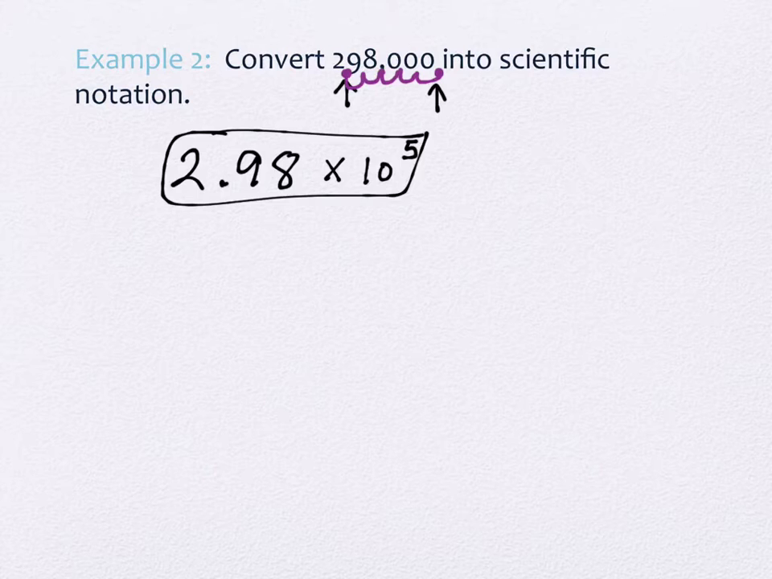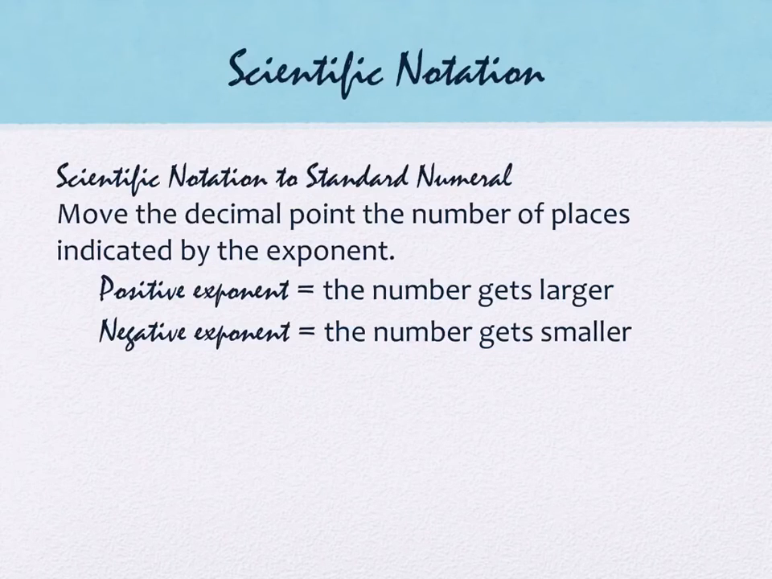Going the other direction, almost exactly the same steps because of how I've described it. We're going to move the decimal point the number of places indicated by the exponent. A positive exponent is going to give me a big number, and a negative exponent is going to give me a small number.